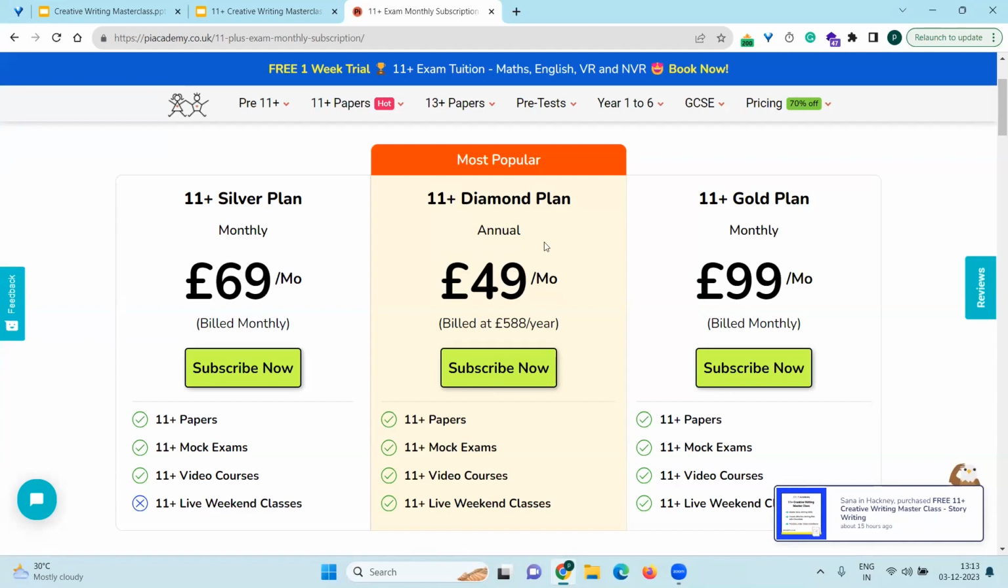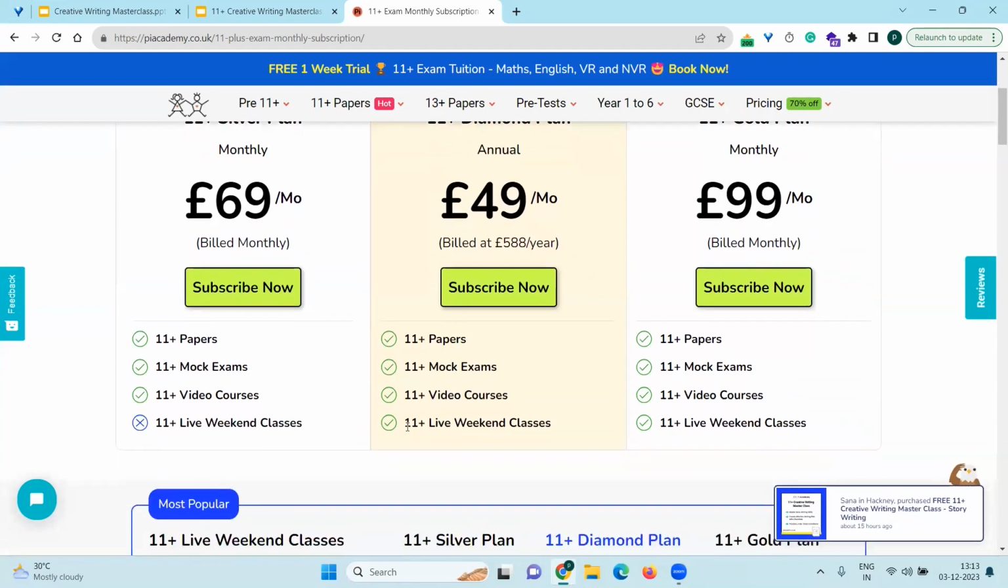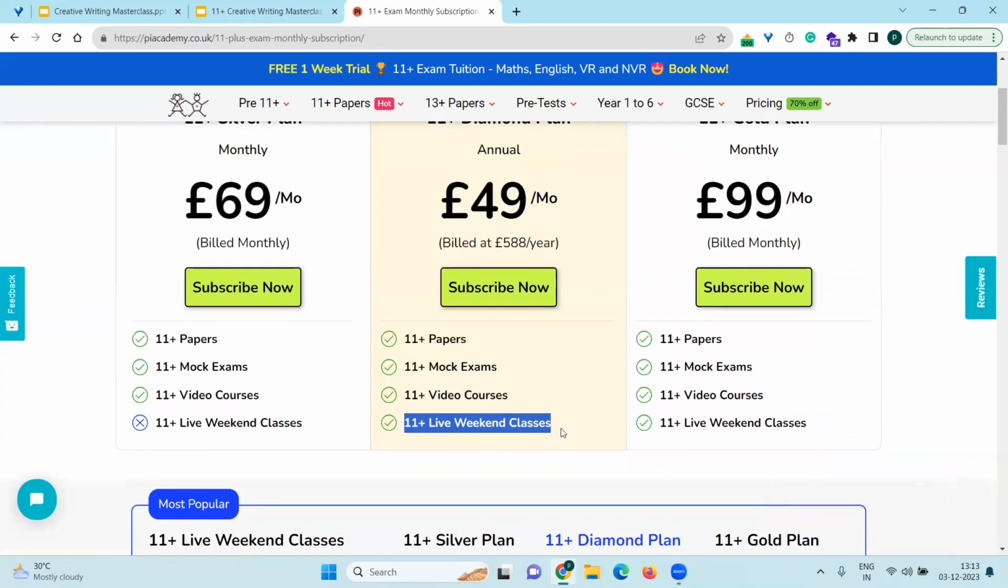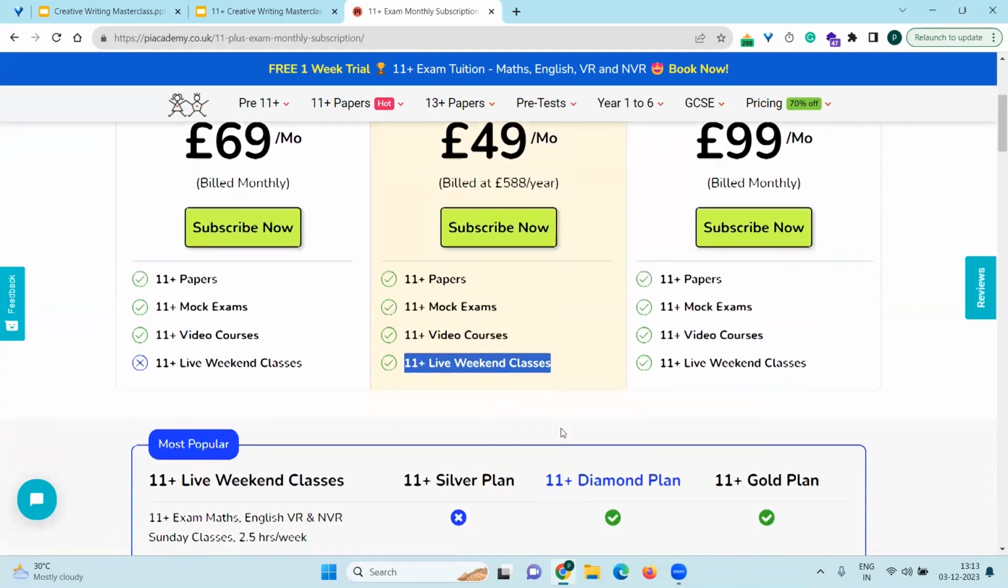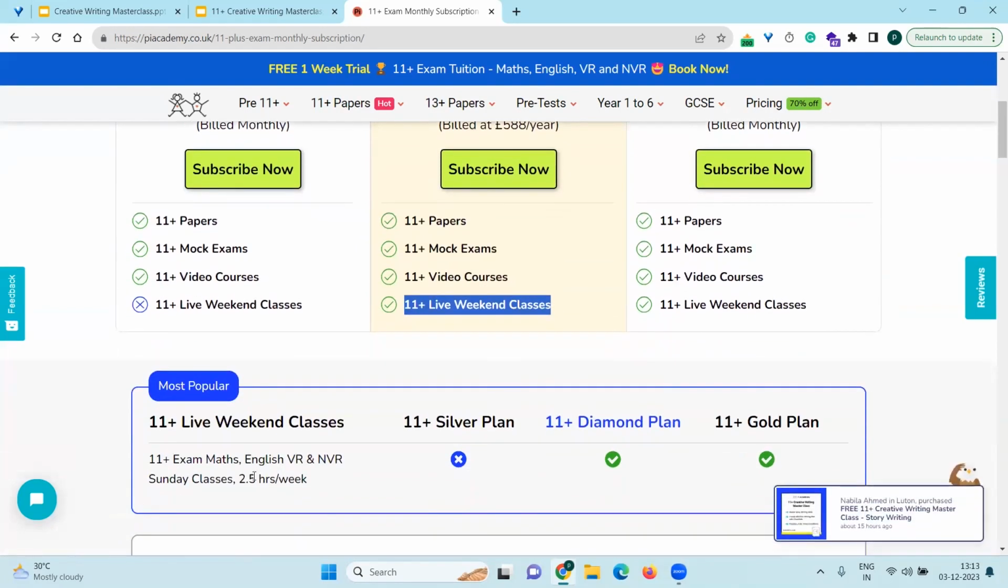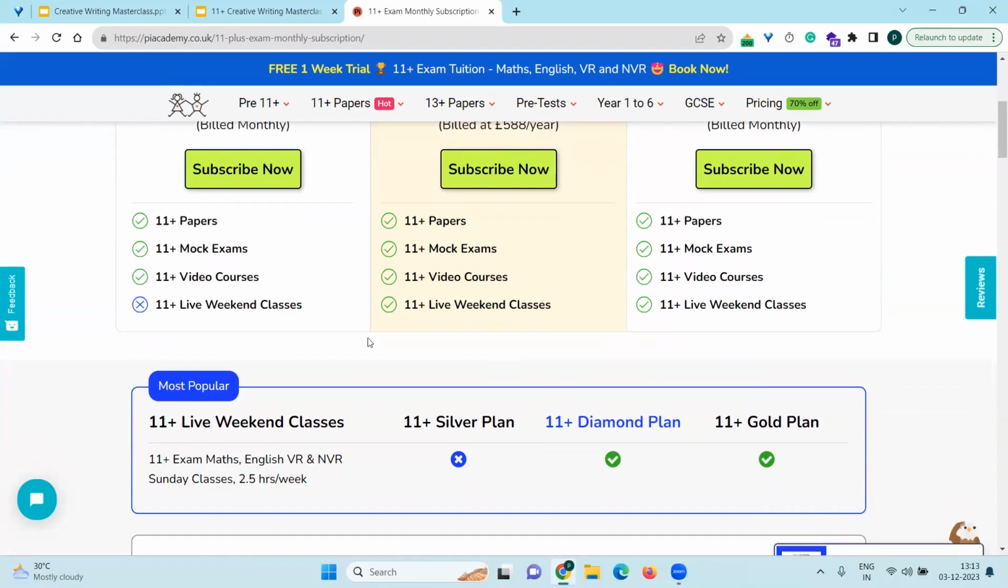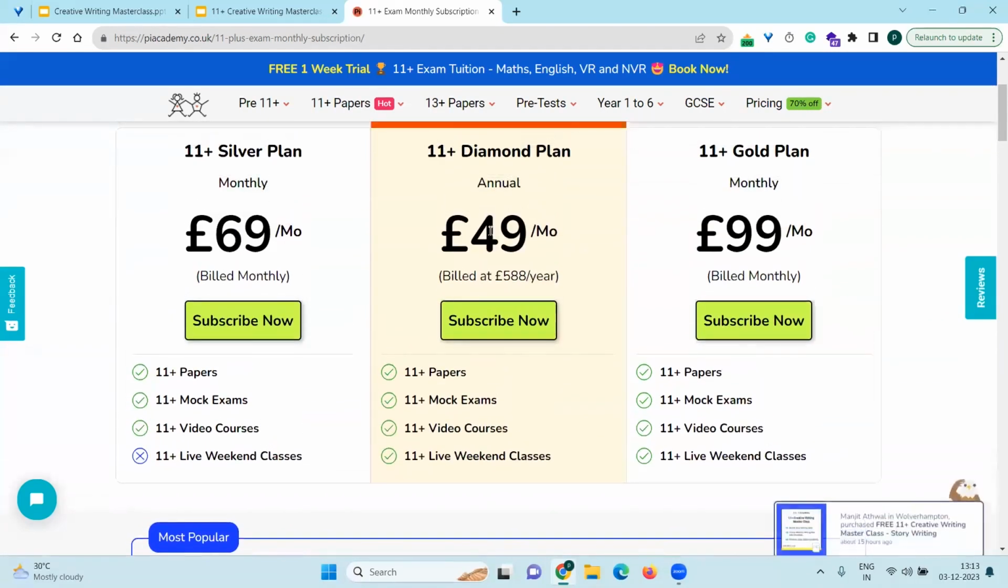And with the diamond and gold plans, you would also be unlocking 11 plus live weekend classes. So essentially every weekend on Sundays, we run 2.5 hours of 11 plus exam classes. These classes are in Maths, English, VR, and NVR. So depending on what you would prefer, whether it's an annual option, which comes out to be more budget friendly, or the monthly option, you can essentially go ahead, become a member, and unlock everything that's there on the website.